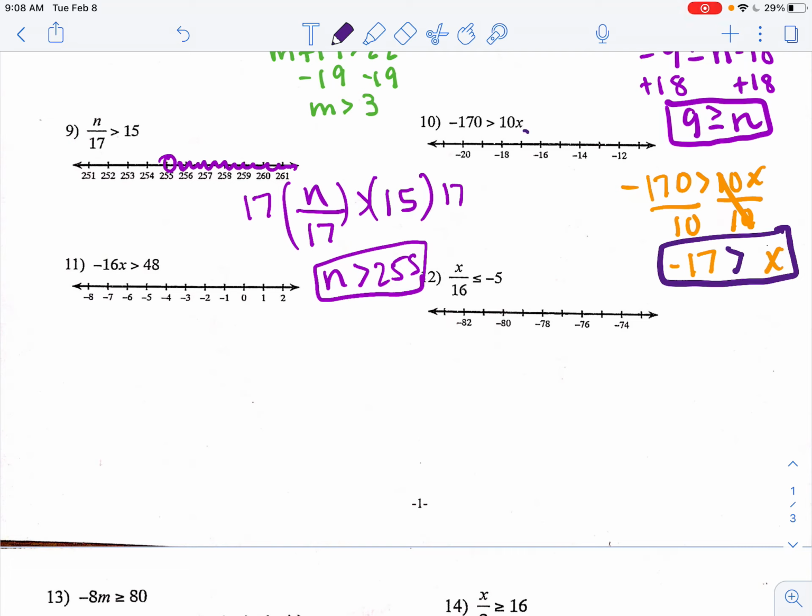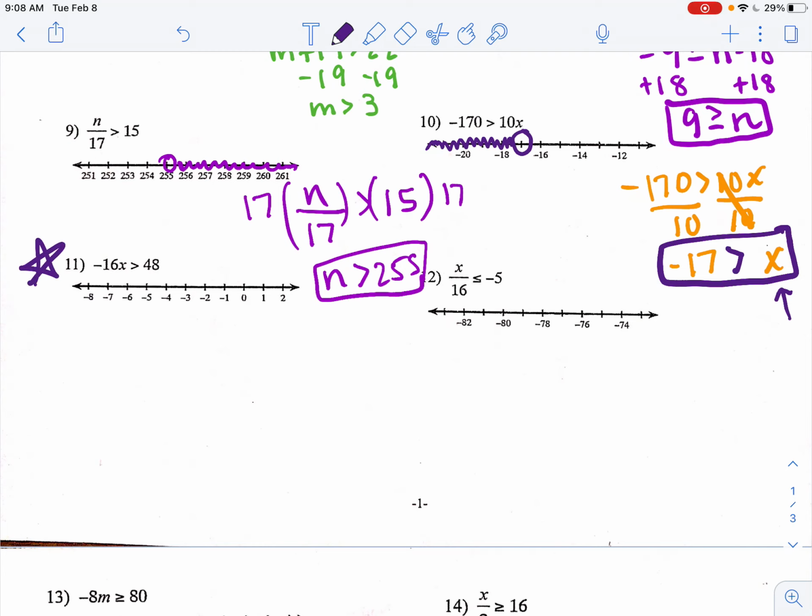So this is the correct statement. That's going to be an open circle on negative 17. And if x is less than that, that is over to the left. Shading the way the arrow points does not work on that one because x is in the back. Only when x is in the front can you treat it like an arrow.